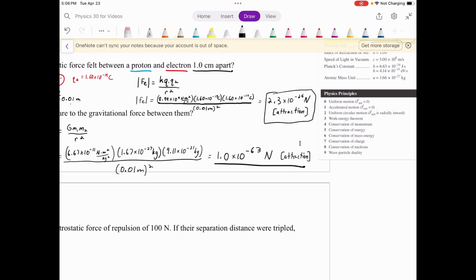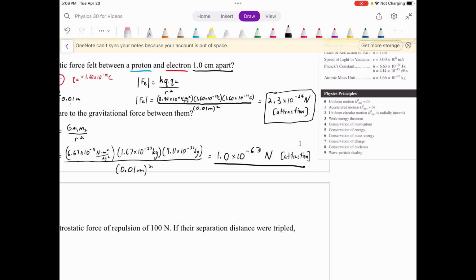But I just want to point out here, 10 to the negative 63. So that's 0.000000063 zeros, and then we finally hit a 1. Whereas this is 0.00, only 24 zeros until we hit a 2. So that means this is roughly 10 to the power of 40 times weaker than this.